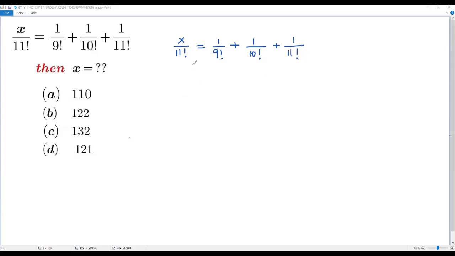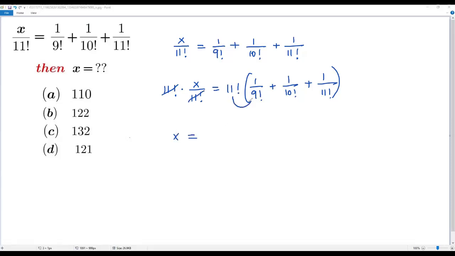To solve for x in this equation, I have to get rid of the denominator 11 factorial over here. For that, I have to multiply both sides of the equation by 11 factorial. Let me multiply the left side by 11 factorial. On the right side, this complete expression has to be multiplied by 11 factorial, that is 11 factorial times (1 over 9 factorial plus 1 over 10 factorial plus 1 over 11 factorial). Here this 11 factorial will cancel out, and I'm just getting x on the left side.